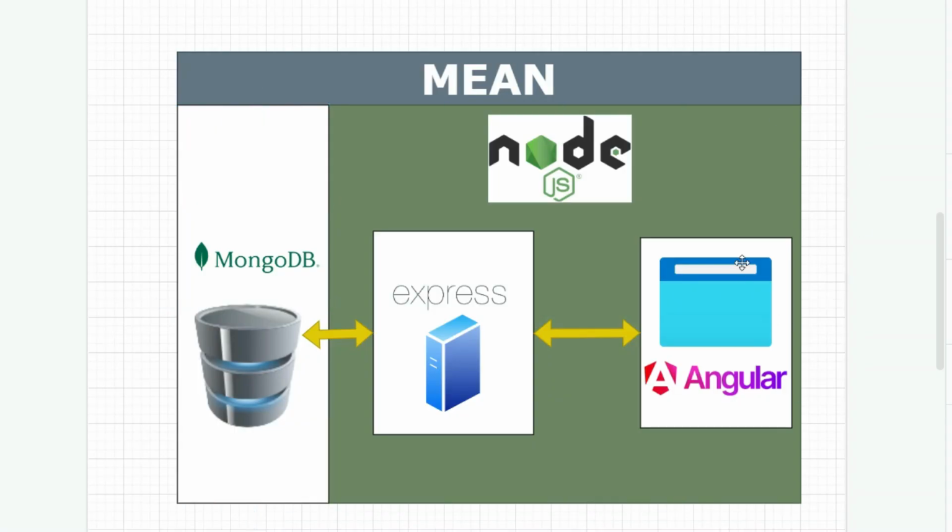We will be creating an Angular UI that will interact with Express. Express internally will interact with MongoDB to store and retrieve the data. And Angular and Express will be running on the Node environment. So that's why it is called a MEAN stack.